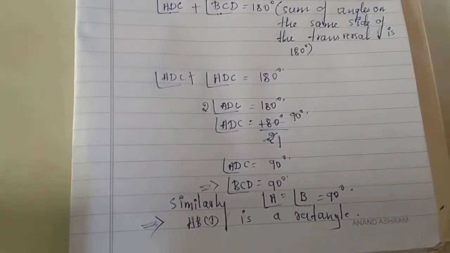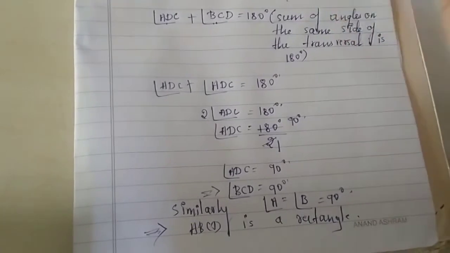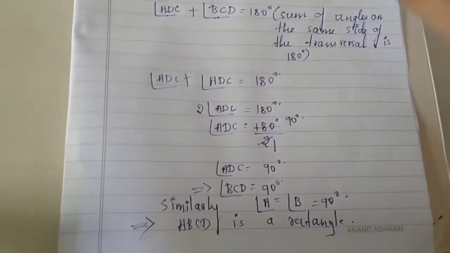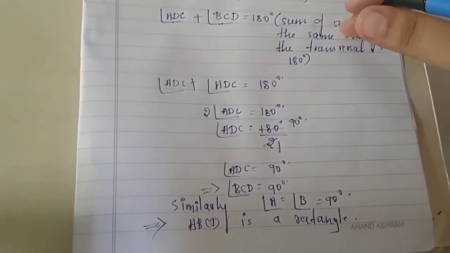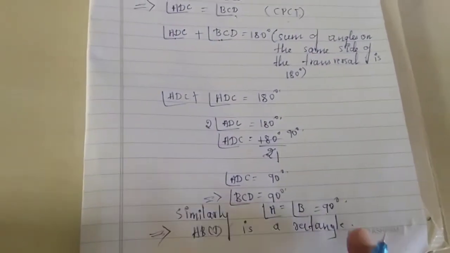See here, ABCD is a rectangle. In order to prove ABCD is a rectangle, the first thing is what? It should be a parallelogram, and all the angles in a parallelogram should be equal to 90 degrees. So already we have proved this. For that sake, we can say that ABCD is a rectangle.